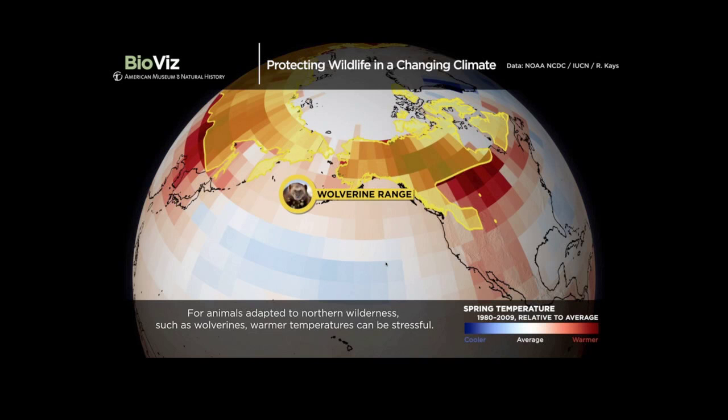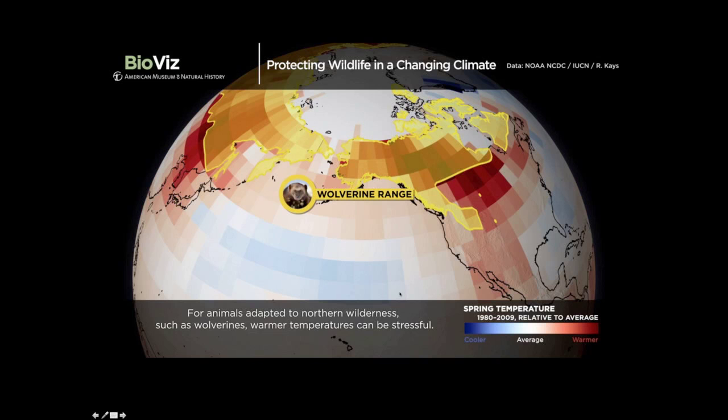And then note in the legend that we're looking at springtime temperature. So this is that critical time, March, April, May. And we're looking at a baseline of 1980 through 2009. That's a 30-year period. And what this shows is that the 21st century so far is much warmer throughout the range of the wolverine during springtime.